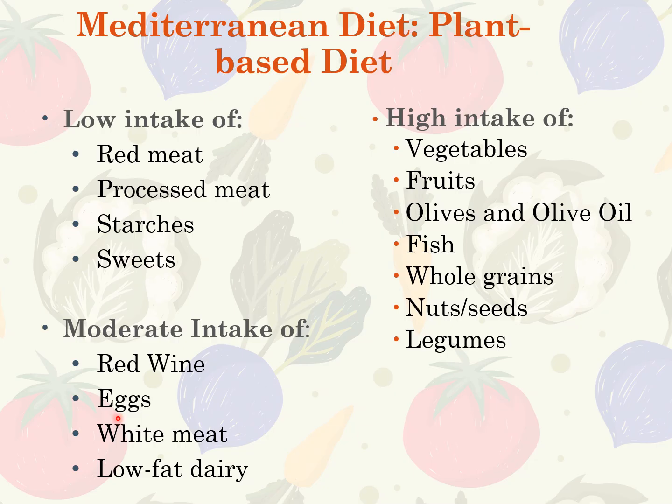This is a good look at an overview of the general characteristics of the Mediterranean diet. So the Mediterranean diet is going to be low in red meat, low in processed meat, starches, sweets. It's going to have moderate intakes of red wine, eggs, white meat, which really they're meaning lean meat. And when it comes to starches, they're really talking about processed, refined starches here. Moderate intakes of low-fat dairy, and then really high intakes of these types of foods: vegetables, fruits, olives or olive oils, fish, and this is all coming from having more omega-3s, omega-6 fatty acids, or polyunsaturated fatty acids, whole grains, nuts, seeds, and legumes.